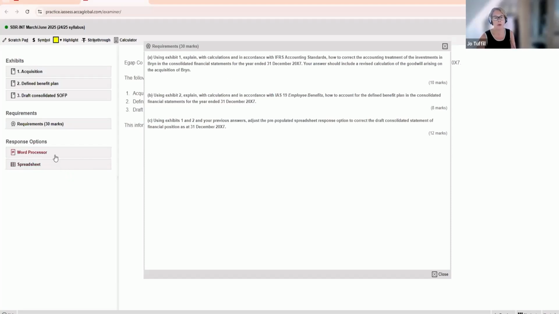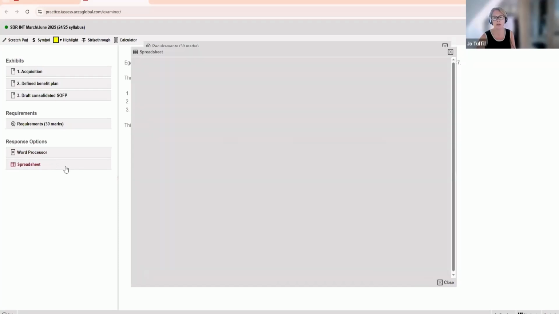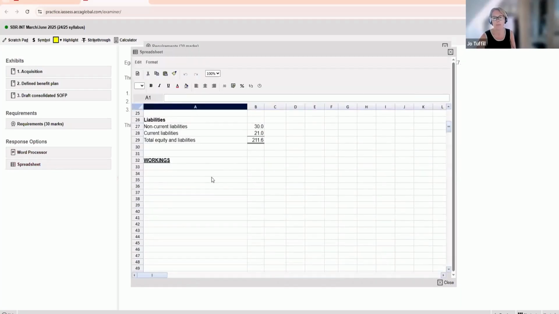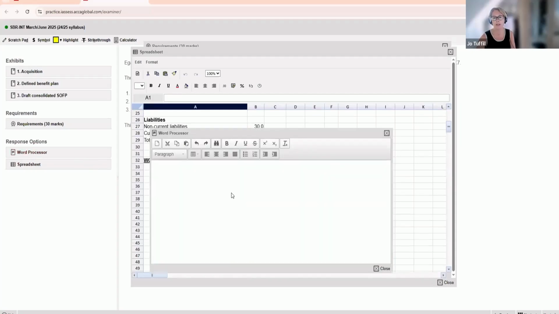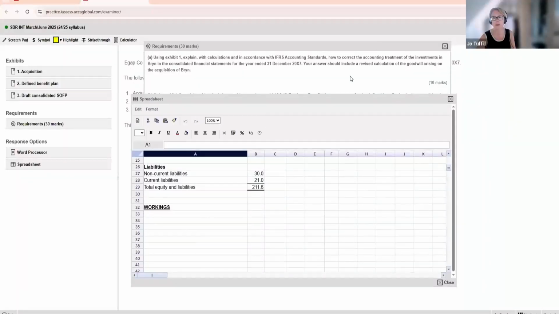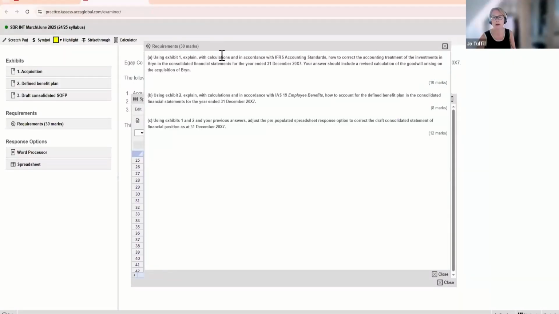Now remember, you've got a word processor and you've got a spreadsheet. It's absolutely fine to do the calculations in the spreadsheet and reference anything in your word processor to it. That's probably a really good exam technique to do. All right. Now there's 10 marks going. It's asking for calculations. So again, when you're writing your answer, you can reference any calculations in the spreadsheet. Sometimes it might be quicker to write them out in the word processor, but you just have to decide for yourself.